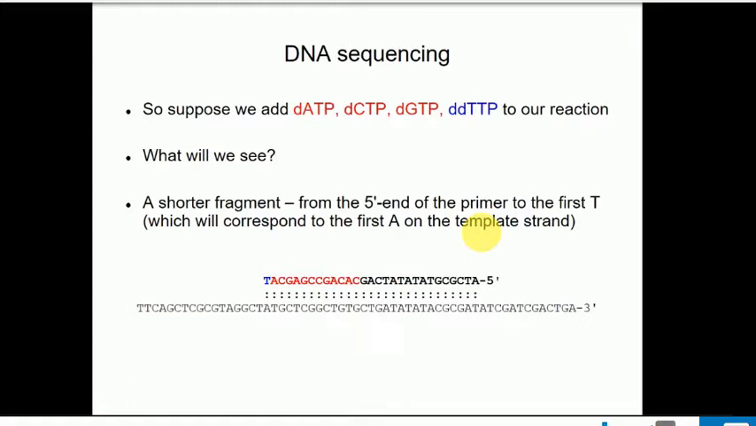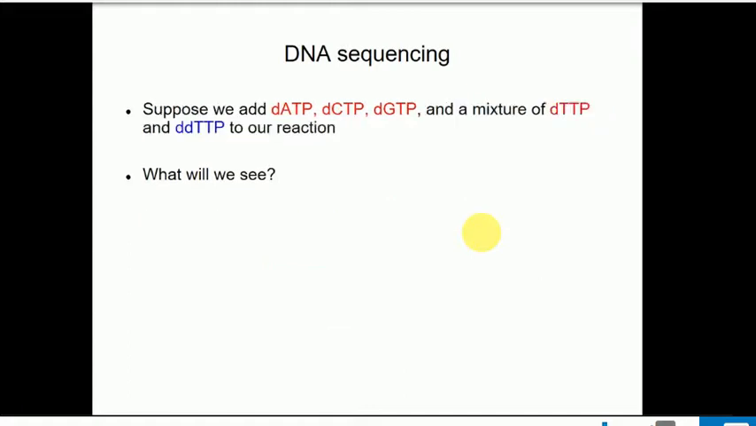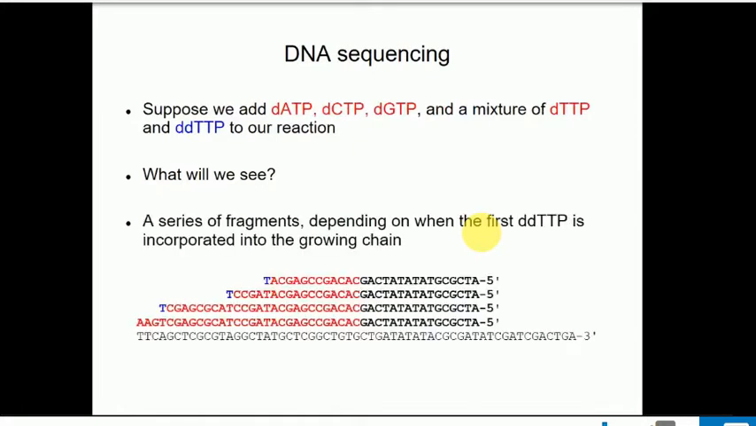So what you'll finish up with in that reaction is a mixture of molecules of different lengths. And the lengths of those different molecules are precisely and unambiguously determined by the position of the A residues in the strand that you're copying. So essentially you'll have something that looks like this.